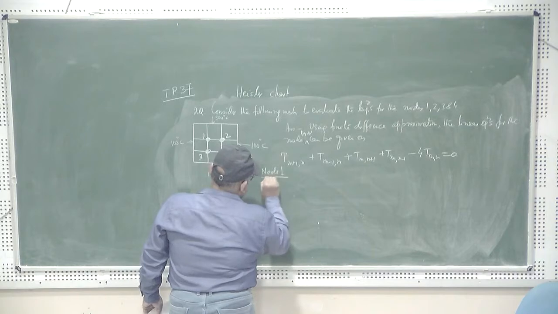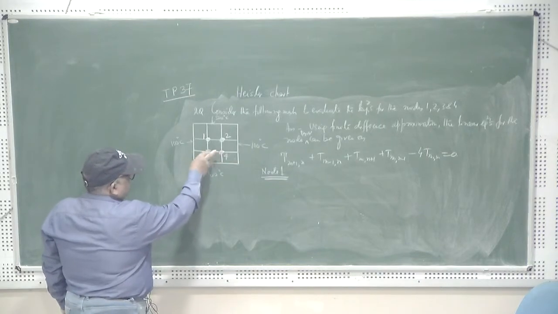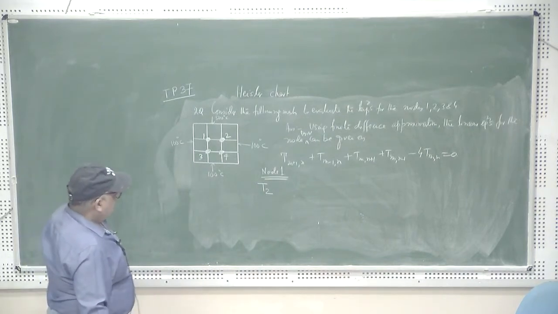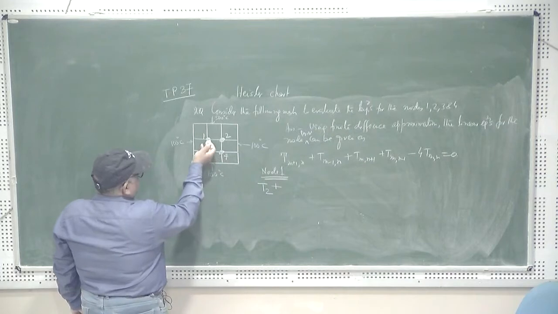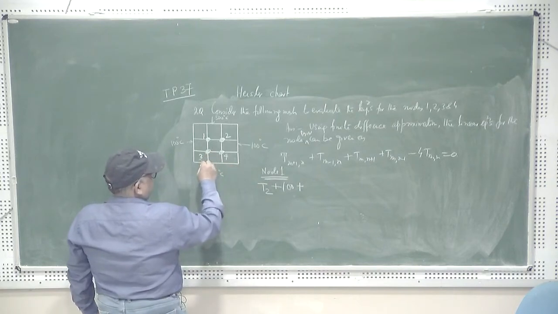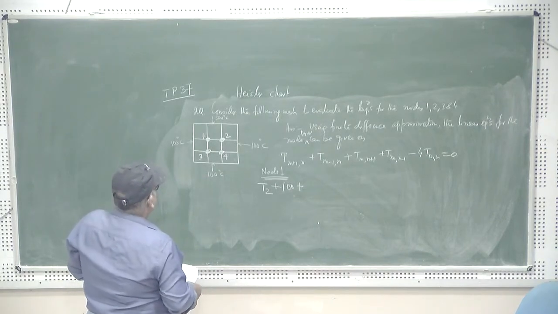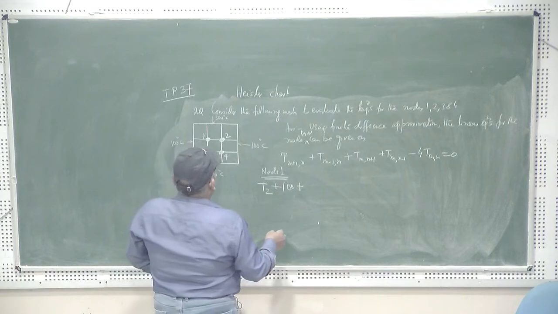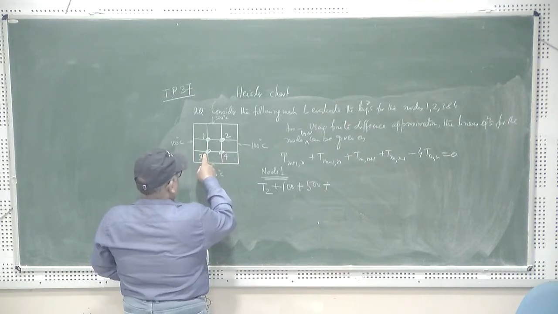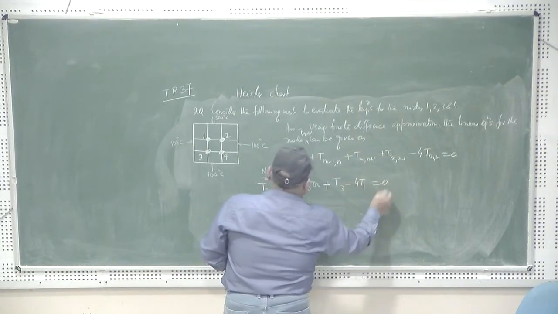node 1, right? So the equation can be written as T m plus 1 n, that means for node 1 the equation can be given as T2 plus T m minus 1 n, this side, that means 100 degrees centigrade, plus T m n plus 1, it means 500 centigrade, plus T m n minus 1, that means node 3, that means T3, minus 4T1 equal to 0.